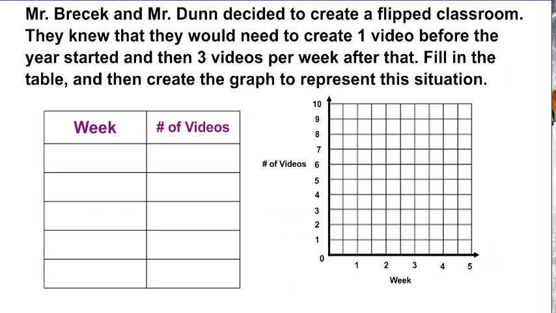In this example, I'm going to have you create your own. It talks about Mr. Braychek and Mr. Dunn deciding to create a flipped classroom. They knew that they would have to create one video before the year started, and then 3 videos per week after that. Fill in the table and then create the graph to represent this situation. I've built the table and the graph, which I'd like you to copy down into your notes. Now pause the video, fill in the table, fill in the graph, and play the video again when you're ready to compare your table and graph to the one that we've created on the next slide.